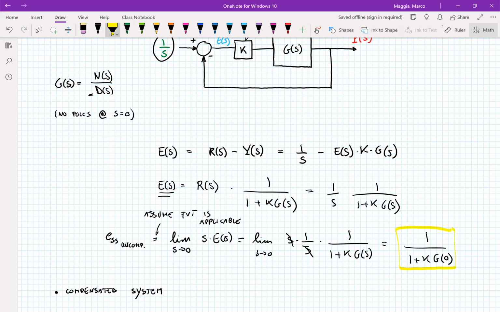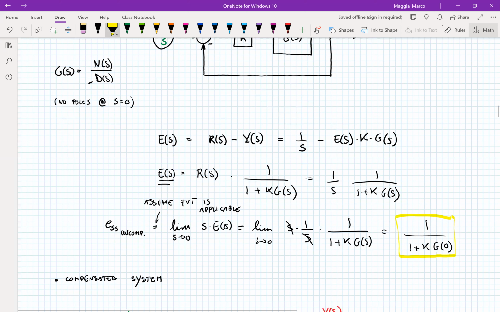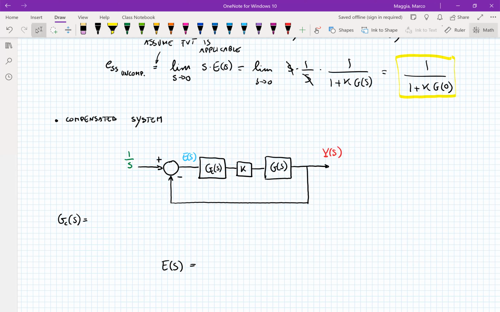So this is what we have. If we were to add a compensator to the system, let's see how the steady state error changes. So now we have GC as usual as S plus sigma Z over S plus sigma P.